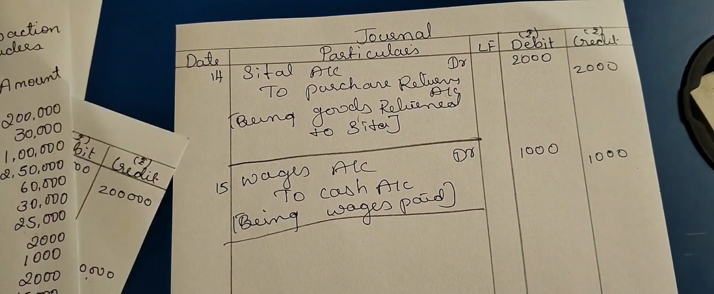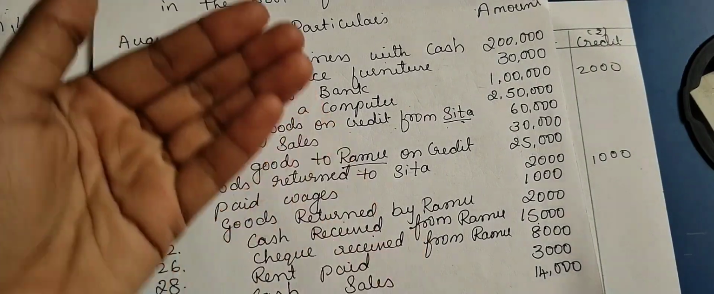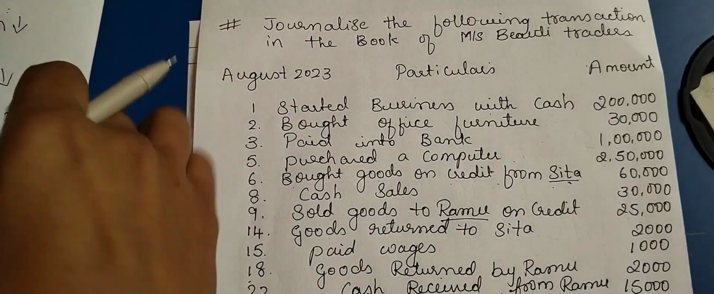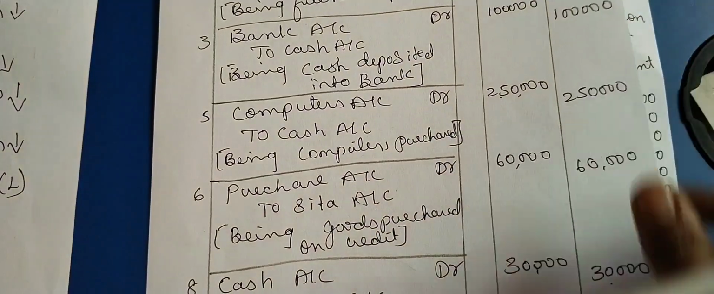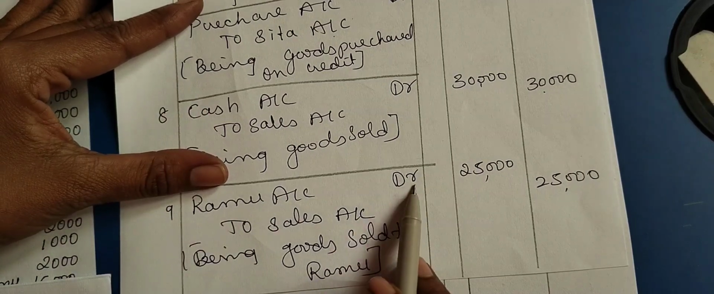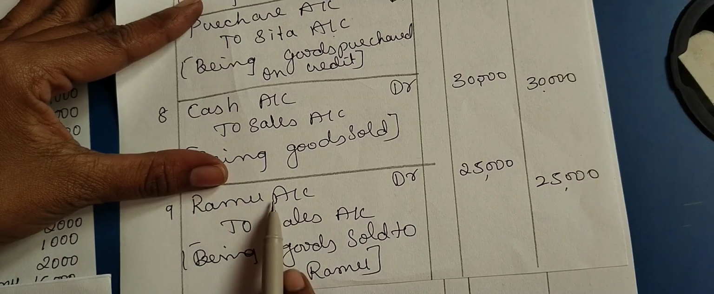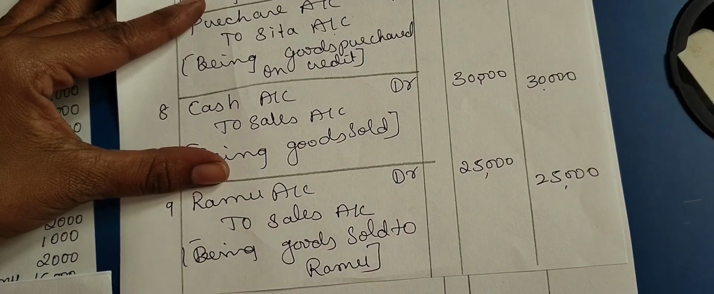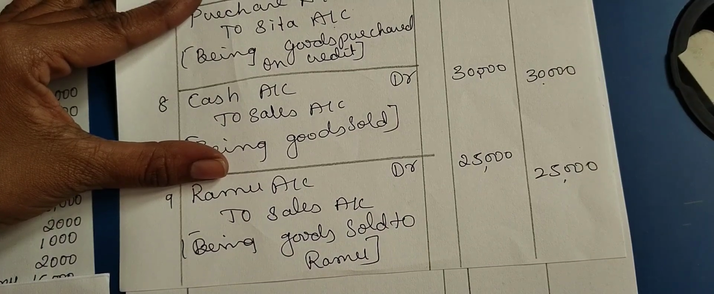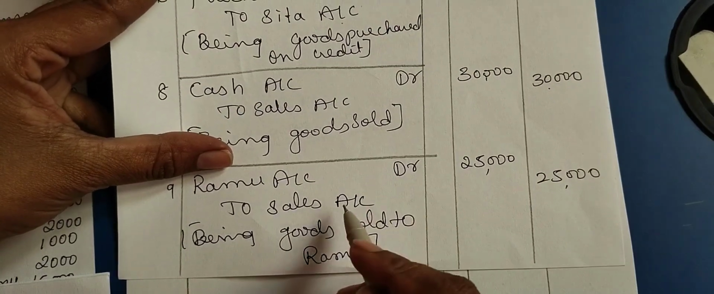Next transaction is on 18th. That is goods returned by Ramu. So we sold. For that we have received now from Ramu. Here you can see the entry. We have passed previously Ramu account debtor to sales account. This is we sold goods to Ramu. Ramu is paying amount for that later. Now before paying amount he has returned some goods due to damage or defect. So for that entry we are passing now.